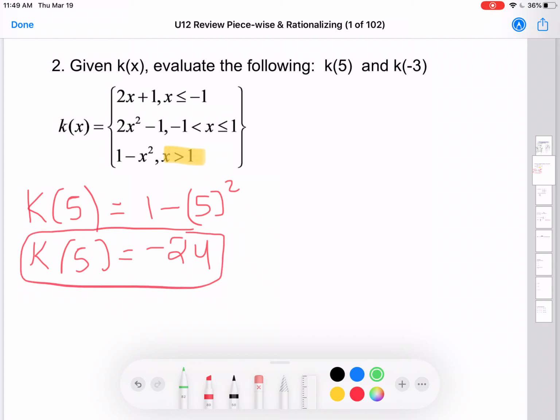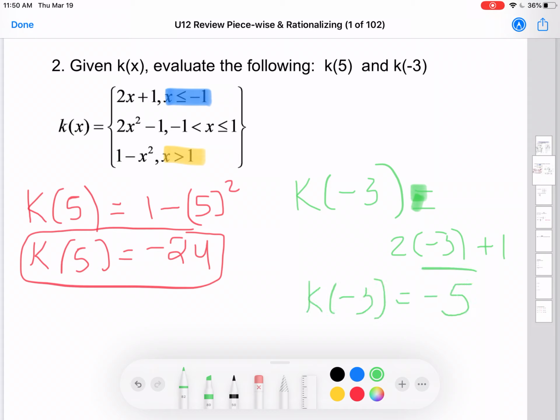All right, next piece, k of negative 3. Again, we just have to find the domain. So, which domain does this fall into? It falls into this one right here. X is less than or equal to negative 1. So k of negative 3 is going to be equal to 2 times negative 3 plus 1. So k of negative 3 is equal to negative 5. Okay, so just practice review of evaluating a piecewise function. You just figure out which piece of the domain that it falls into.